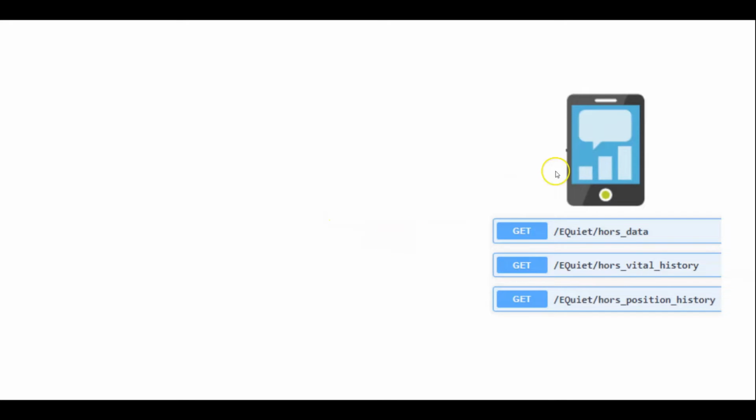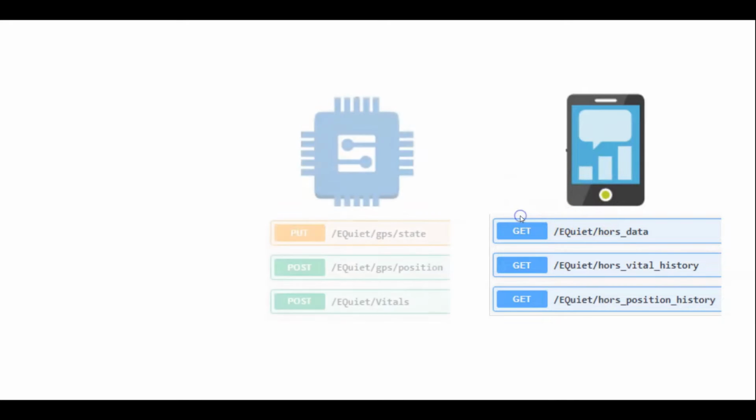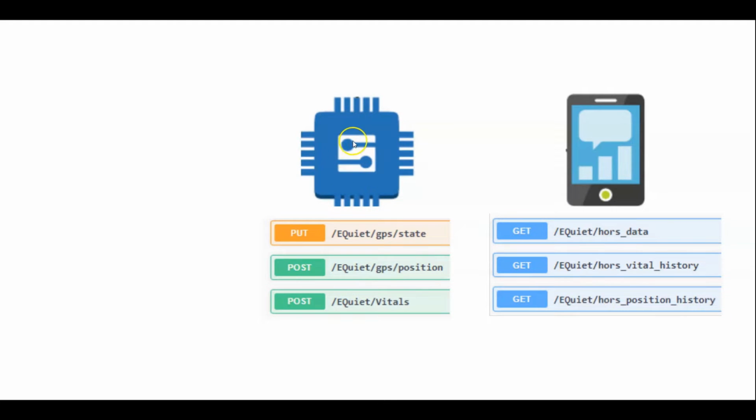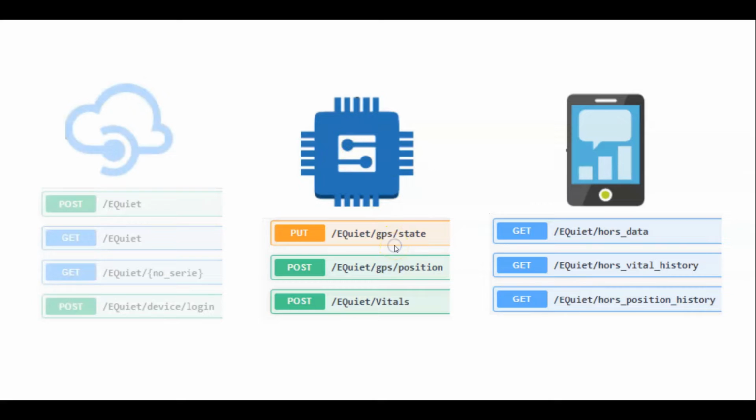Now that we have seen how the project was divided, let's talk about what type of RESTful API was available. So there were 3 types of RESTful API. One of them was for the phone application in order to get the data from the server and present it to the user. The other one is for the device in order to send data to the server. And the third one was in order to manage the profile of the user and the devices.